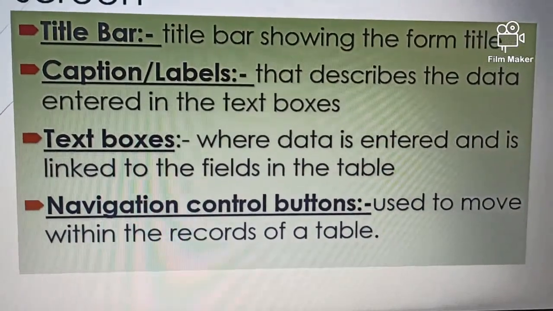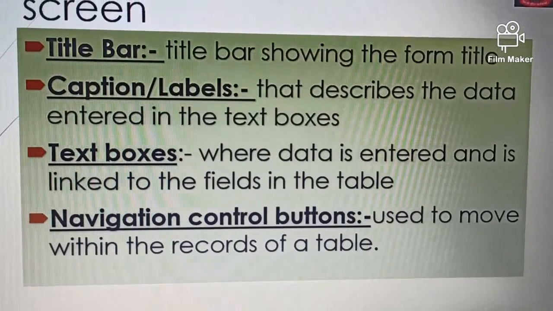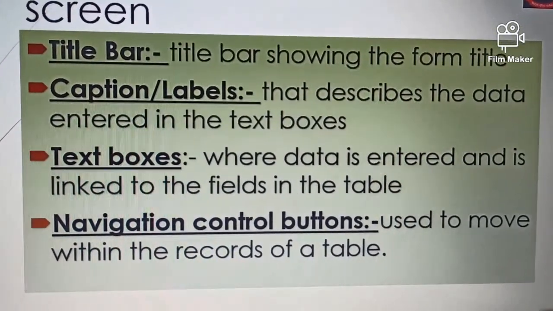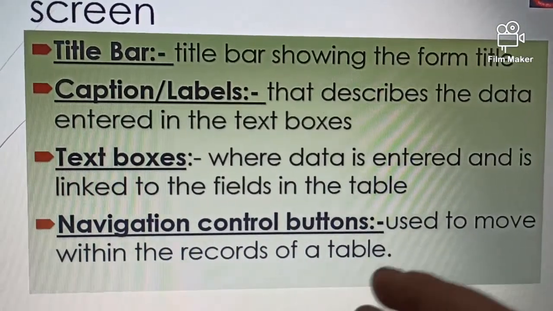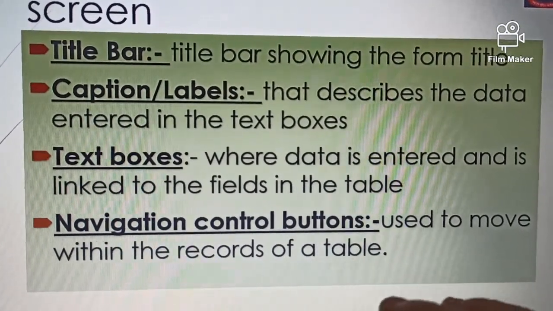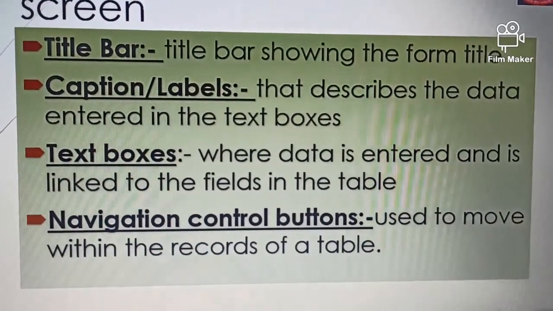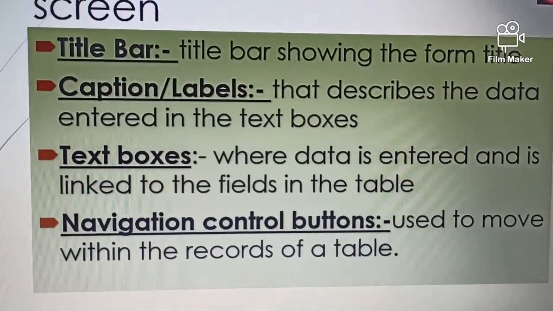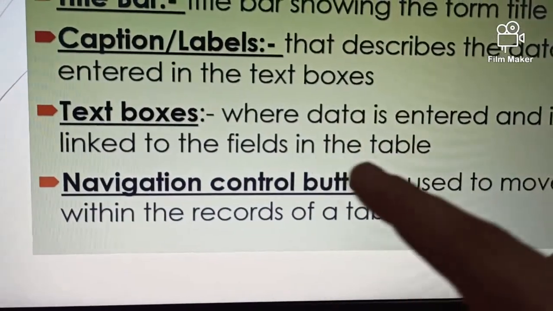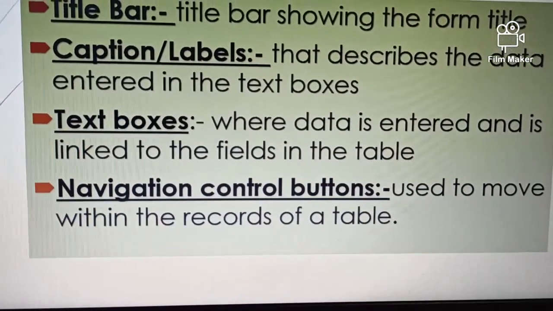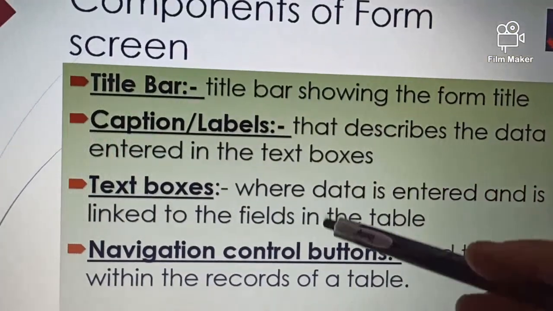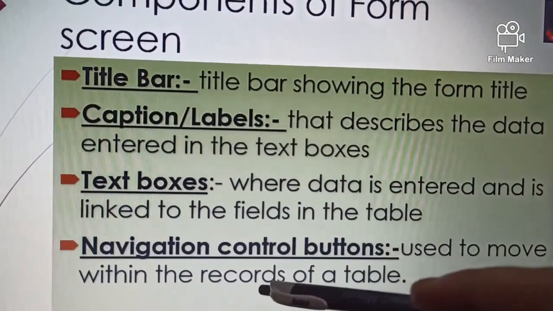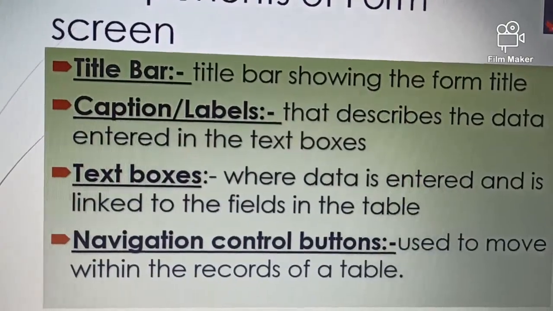Then comes the navigation control button. The navigation control button is used to move within the records of our table. There are particular buttons at the bottom of this form window. Over there you can see a few navigation buttons that you need to click so that you can navigate within the records of the table. Navigate means we can move within the records of the table. These are the four components of the form screen that we have discussed just now.